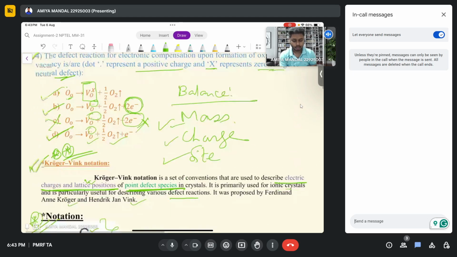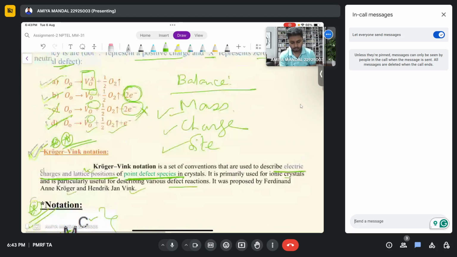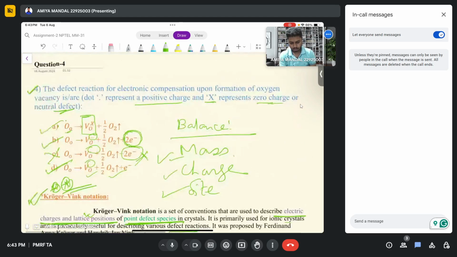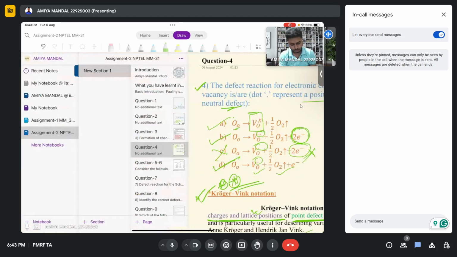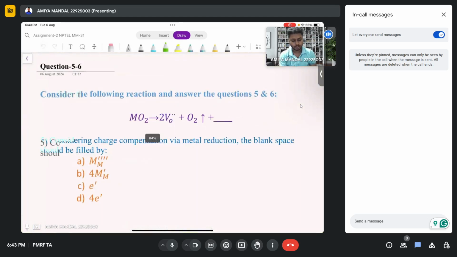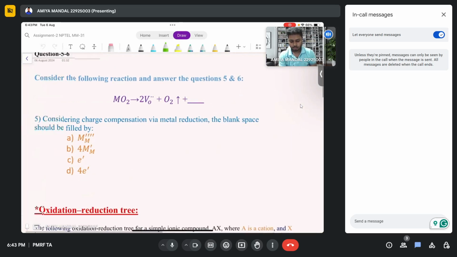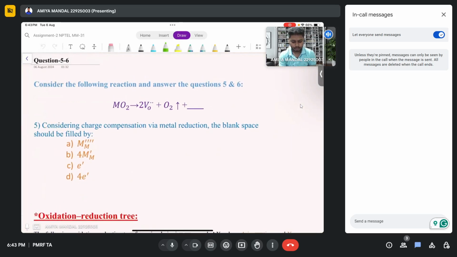Okay. So we can go to the next question. Question number 5 and 6, they are combined questions. So consider the following reaction.